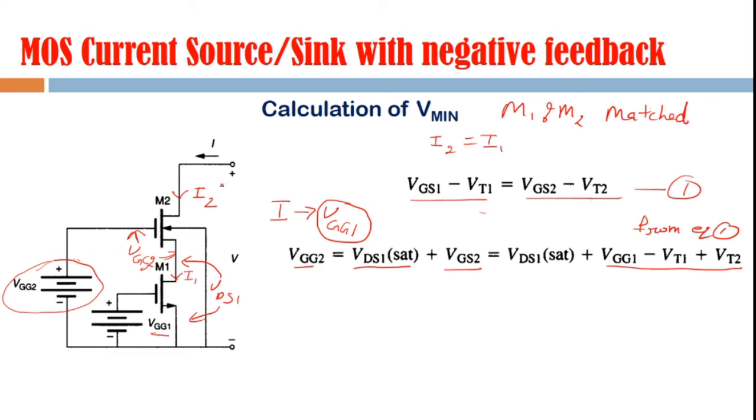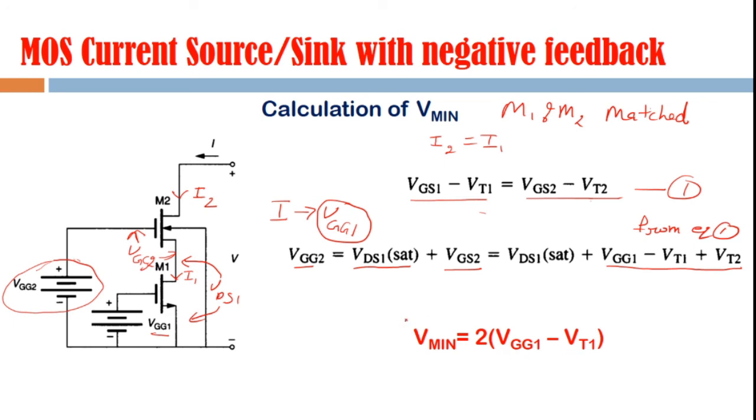And if you try to find out V minimum, that V minimum will be almost equal to 2 times VGG1 minus VT1. So the V minimum here will be the pinch off voltage of the first transistor, meaning VGS1 minus VT1, and VGS1 here is VGG1. It means VGG1 minus VT1. Almost similar is the minimum voltage for the second device to keep it in saturation. So that's why the total V minimum will be 2 times VGG1 minus VT1.